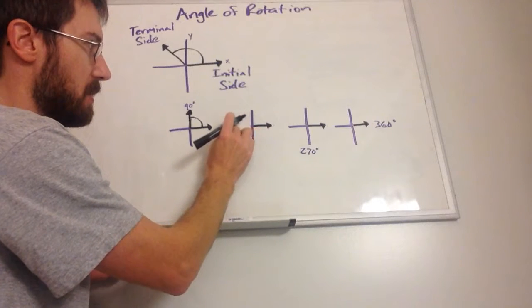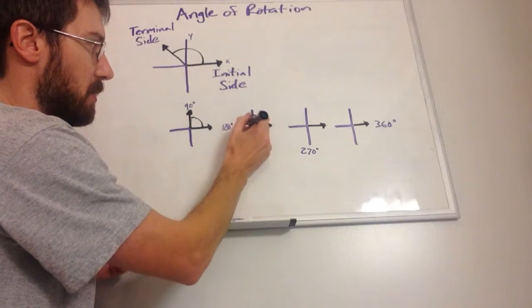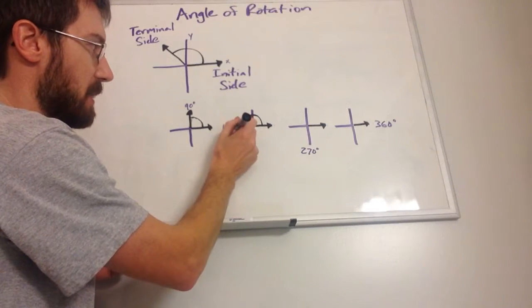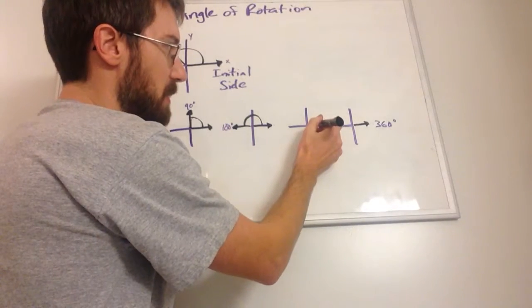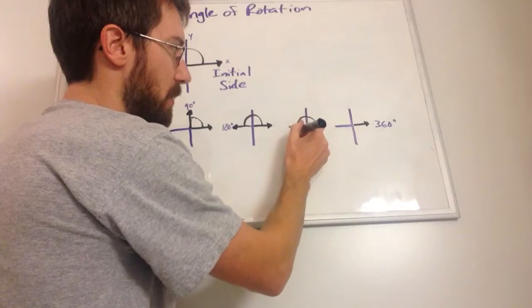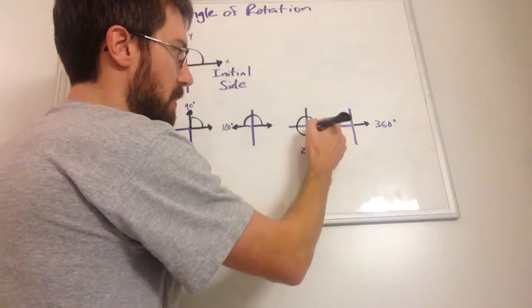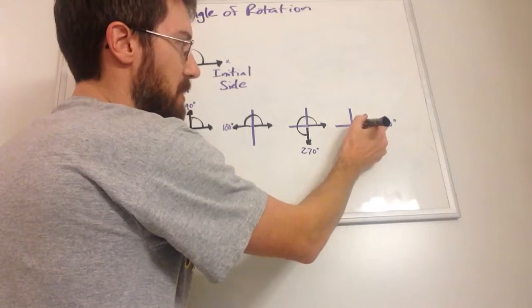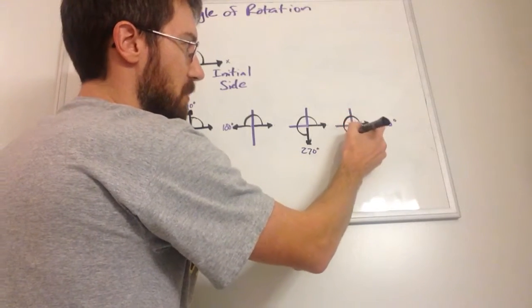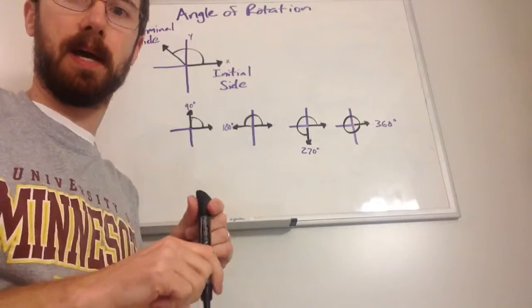180 would start here, and it would curve over to the other side of the x-axis. That's a 180-degree angle of rotation. 270 is going to go all the way around to here, and there's my 270-degree angle of rotation. And then 360 degrees in a circle, so that's all the way around like that.